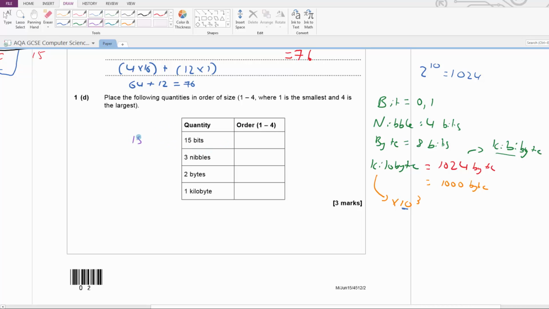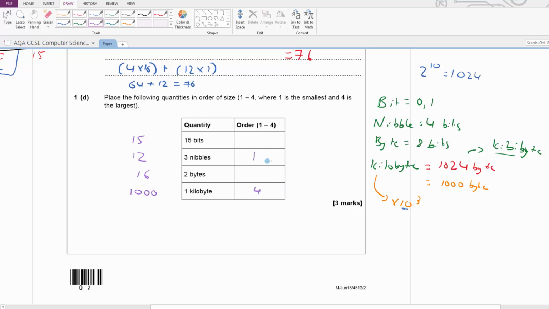So we have 15 bits here, it says that already. 3 nibbles, if we want to put it in bits, is 3 times 4, so 12 bits. 2 bytes is 2 times 8 bits, so that's 16 bits. And a kilobyte, well, let's just stick with 1000 for now, but it doesn't matter because it's by far the largest. So first of all, we can put this as 4 being the largest.